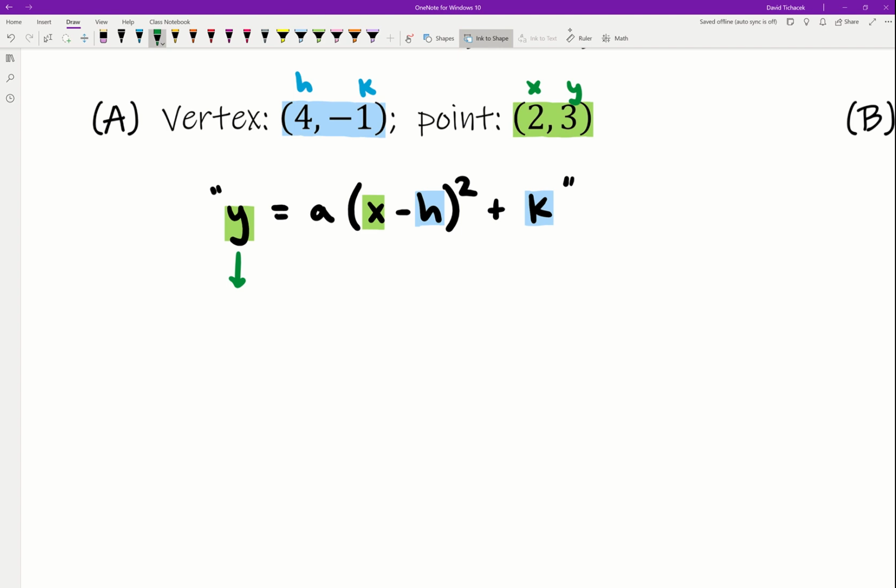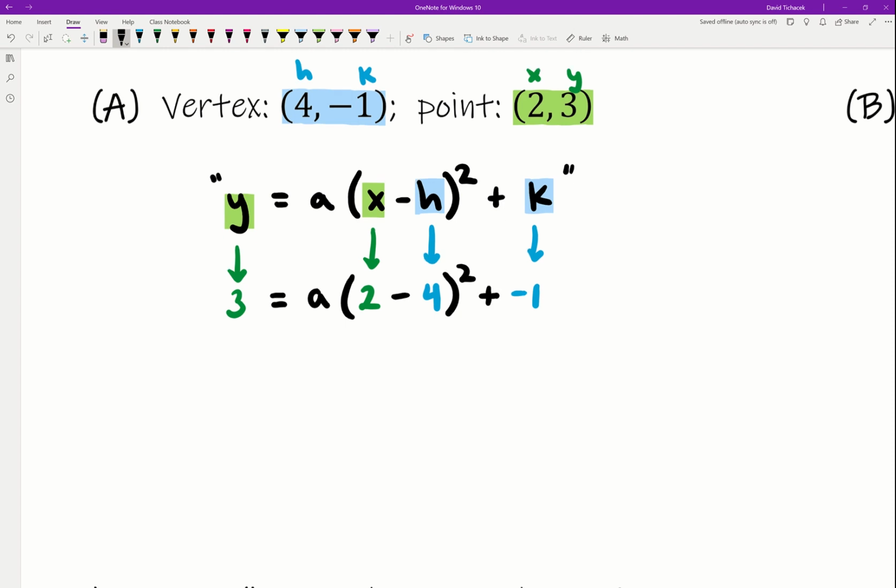So in place of y, we'll go 3. In place of x is going to go 2. And then in place of h is going to go 4, and in place of k is going to go -1. Okay, and so that means I can go ahead and write out the rest of this equation as 3 is equal to a times the quantity 2 minus 4 squared plus -1.